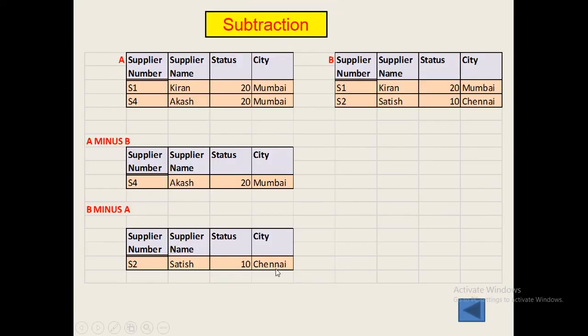Next operation is subtraction. This operator takes the result of two queries and returns only those tuples of the minuend which do not appear in the subtrahend. Hence, in this particular example, the result of A minus B is S4 Akash 20 Mumbai, whereas the result of B minus A is S2 Satish 10 Chennai.